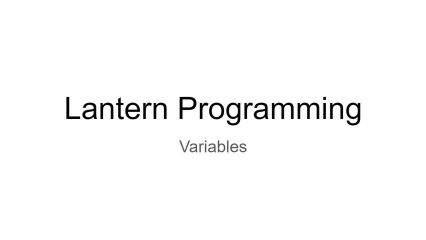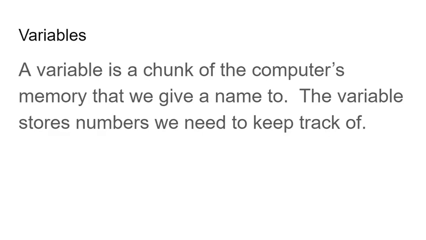In this video, I'm going to talk about variables in Lantern and sort of generally conceptually. A variable is just a chunk of the computer's memory that we assign a name to, and we use that memory location to store a value that is meaningful to our program. It could be anything. It could be a score, a health, something like that.